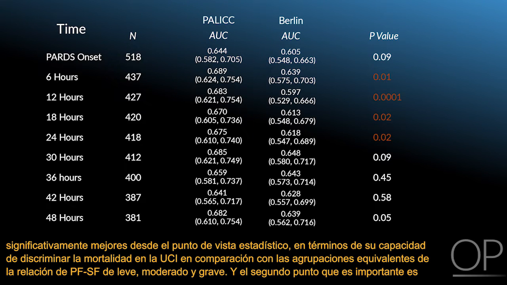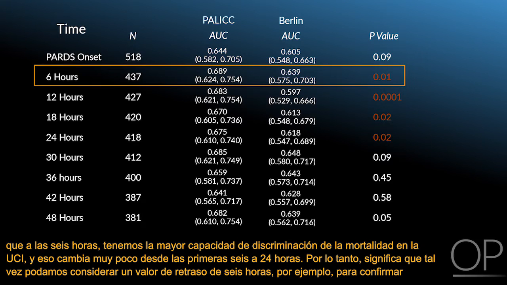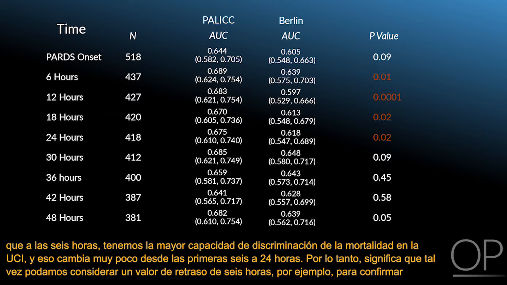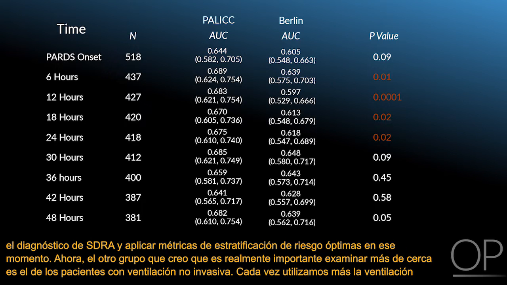And the second point that's important is that by 6 hours, we have the highest discrimination ability of ICU mortality, and that changes very little from the first 6 to 24 hours. So it means that perhaps we can look at a 6-hour delayed value, for example, to confirm the diagnosis of ARDS and apply optimal risk stratification metrics at that point.